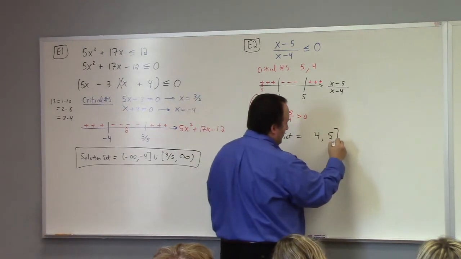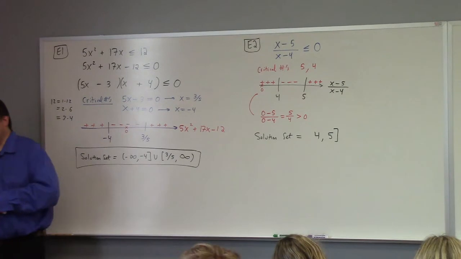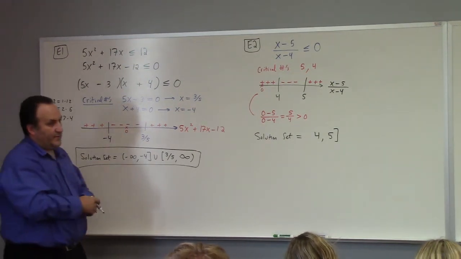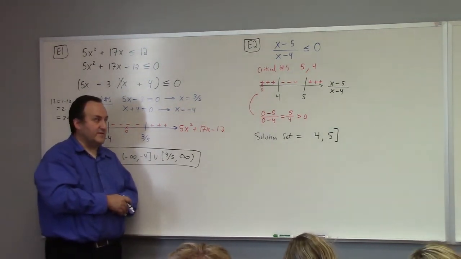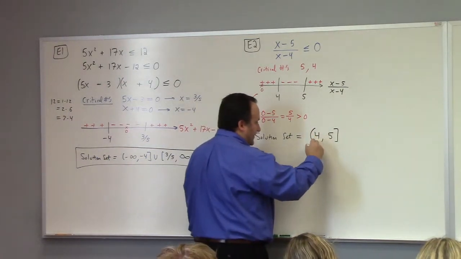I'll agree with that. If we plug in 5, the expression makes sense. It's 0 over 1. 0 over 1 is just 0. 0 is less than or equal to 0. That's good. 5 is in the solution set, sure. How about 4? Yeah, 4 we cannot do. 4 is division by 0 for this expression. So we must exclude 4, like that. There you go.